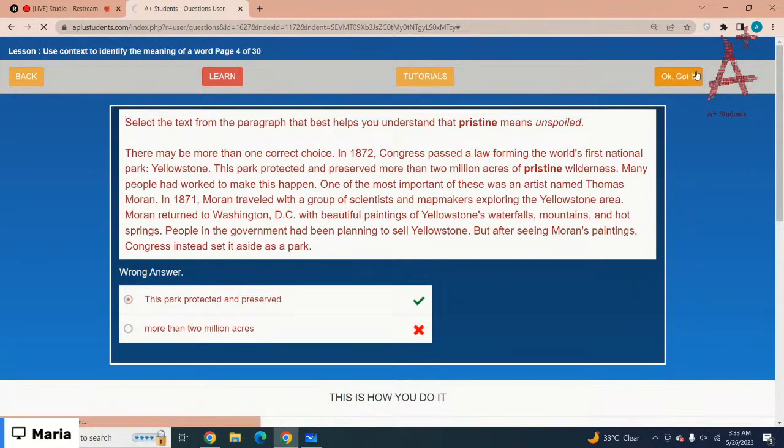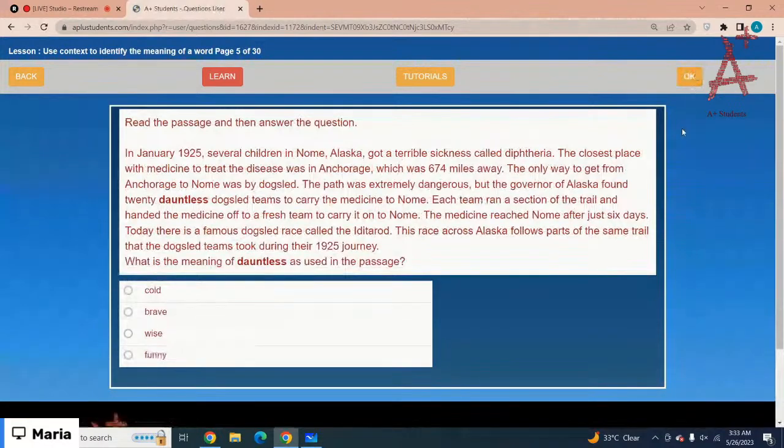So that means, okay, the next one is: in January 1925, several children in Nome, Alaska got a terrible sickness called diphtheria. The closest place with medicine to treat the disease was in Anchorage, which was 674 miles away.